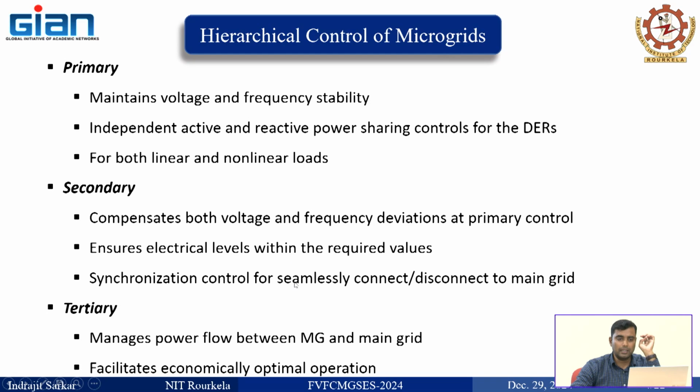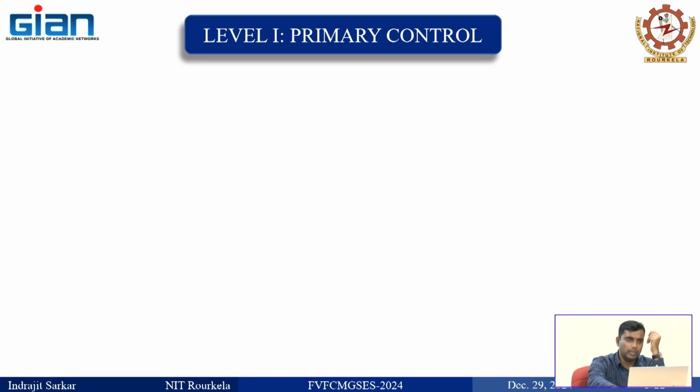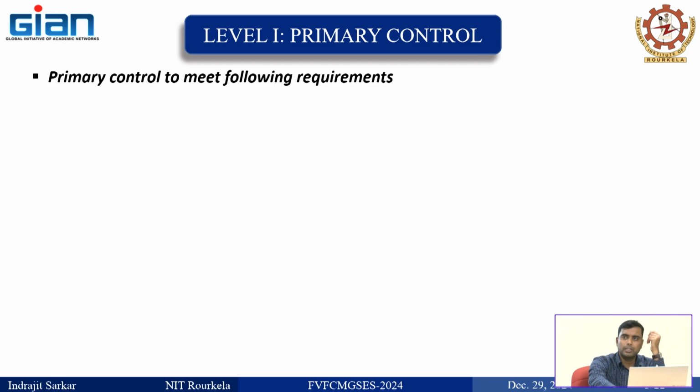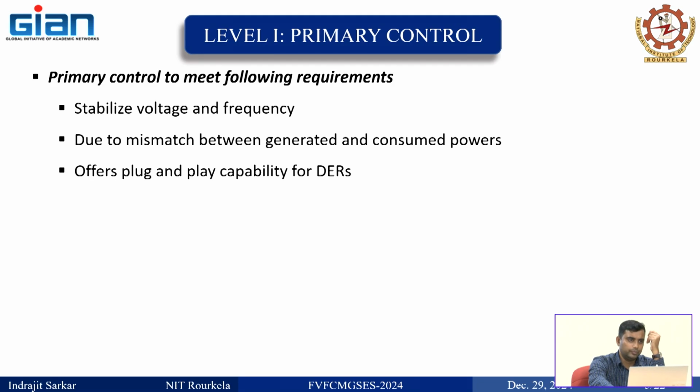Seamless connection and disconnection to the grid, at this level it will look into that. Now tertiary looks after the optimal operation, the economical aspect, and manages power flow between the microgrid and the main grid. Let's start with level 1, primary control.